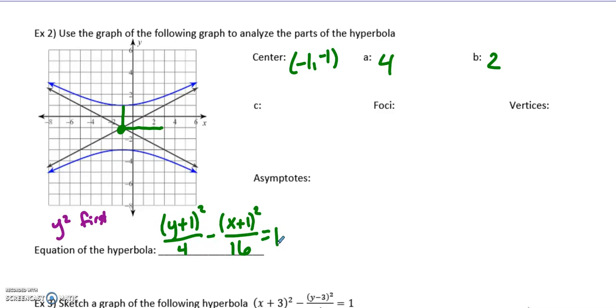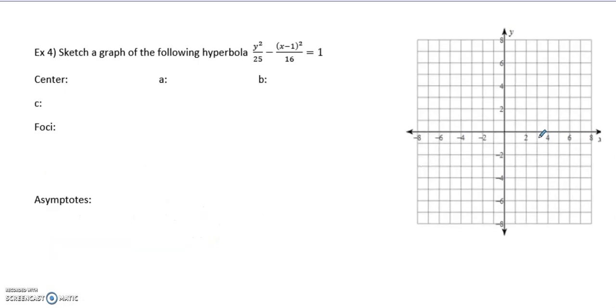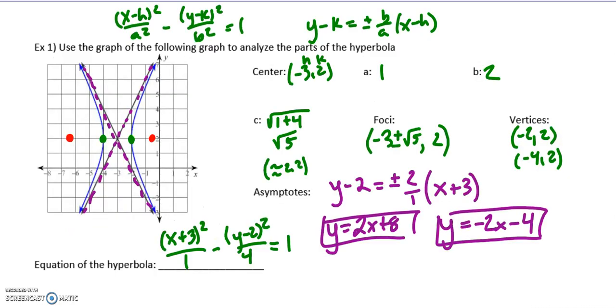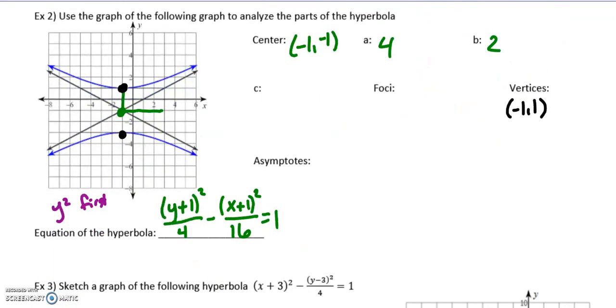The vertices aren't too bad to figure out. They're going to be right there and right there. They're the points on the graph. So that's looking like -1, 1, and also -1, -3. I just moved the page and scrolled back down. I don't know why I did that.